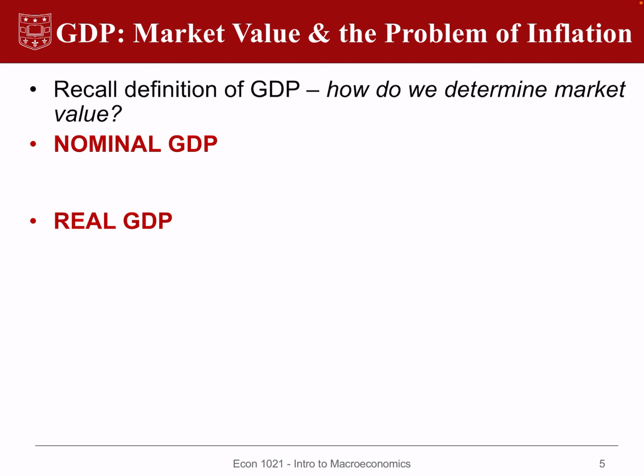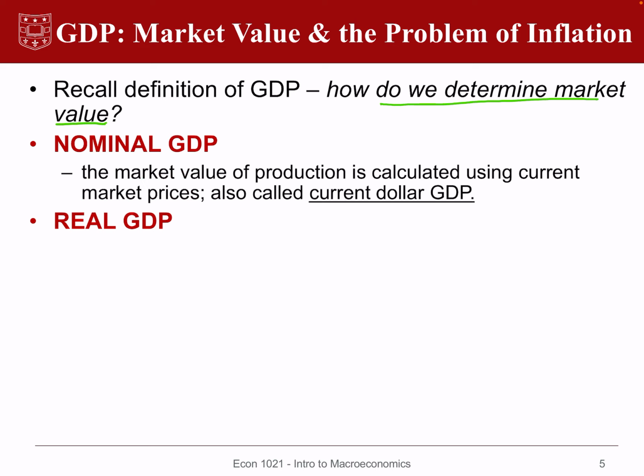So the question at hand is, how do we determine market value? And there are two ways in which we might go about this. One is to use prices that currently exist. This is what is involved in the construction of nominal gross domestic product. We are calculating market value using current prices. It's sometimes also called, therefore, current dollar GDP.